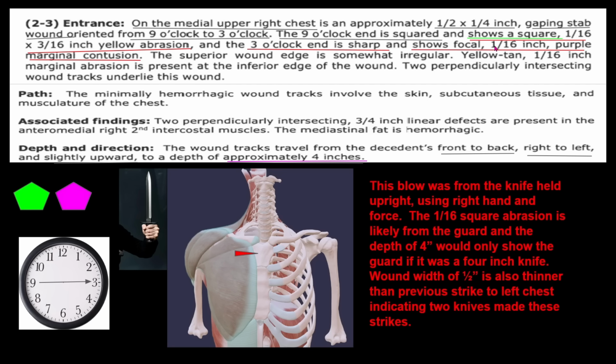And then it's got a 1/16 purple marginal contusion, which is the second wound here. And the superior wound edge is somewhat irregular, indicating this edge up here, the top edge, has serrations on the blade. And then it talks about a minimally hemorrhagic wound track involving the skin, subcutaneous tissue, and musculature of the chest. So this didn't hit any vital organs, so it's not going to be a fatal blow. It also has a square 1/16 yellow abrasion at the 9 o'clock end, which indicates the guard of the knife.